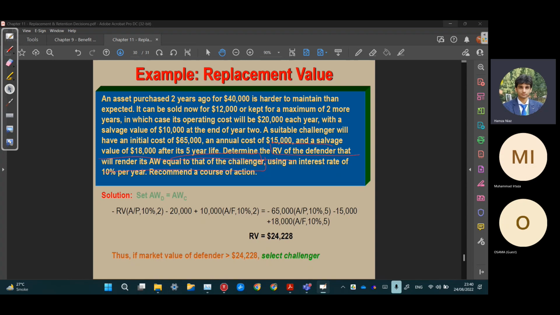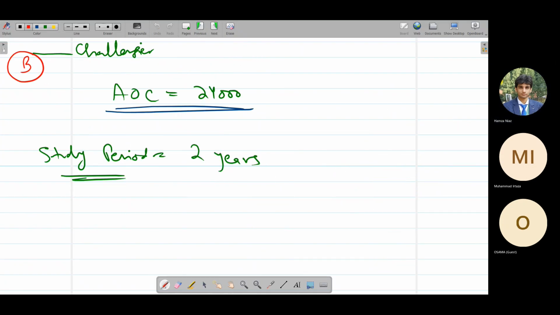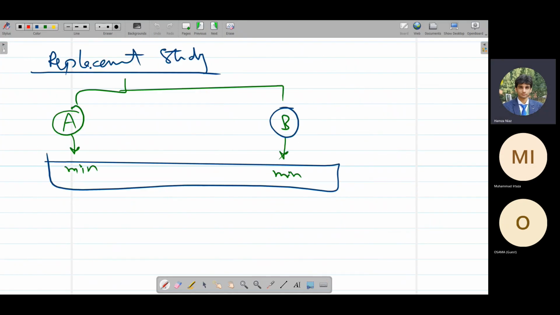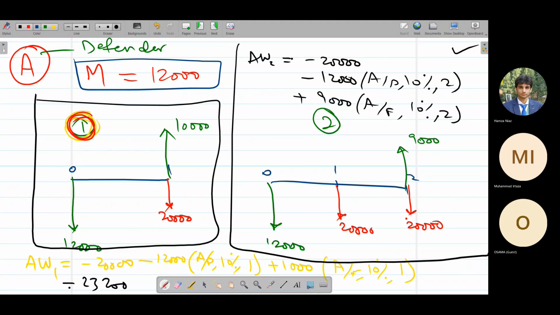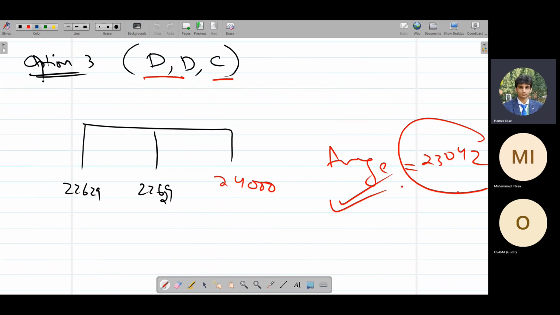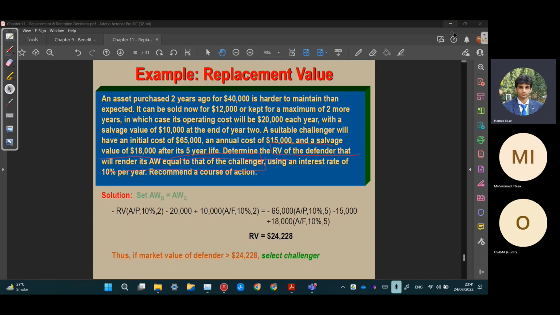For example, in this question, we were given the current market value as 12,000. So now in the next question, he is asking what would be the current or market value of the defender that would make its value equal to the challenger, that it will render its annual worth equal to that of the challenger. So now we are going to find the market value of the defender actually.